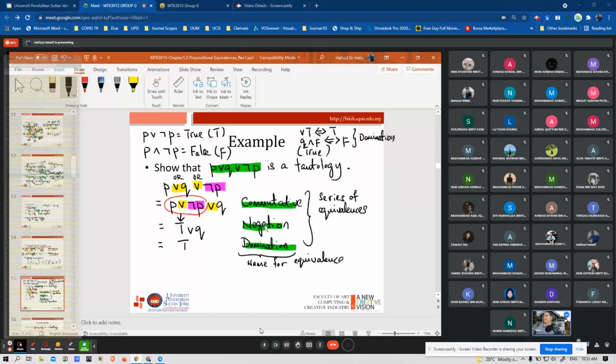Okay, this one is another example. We have the true value, which is the domination. We want to dominate. This one is a tautology. We have the series of equivalences: commutative, negation, and domination. Those are the names of the equivalences. Okay, this one I think we continue next week.